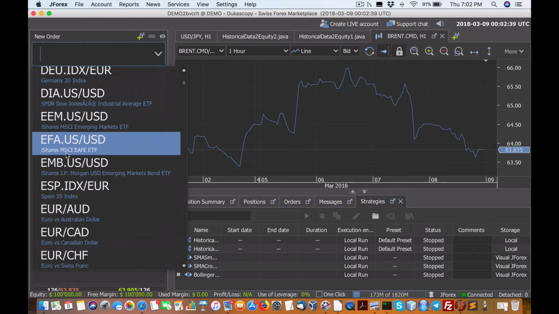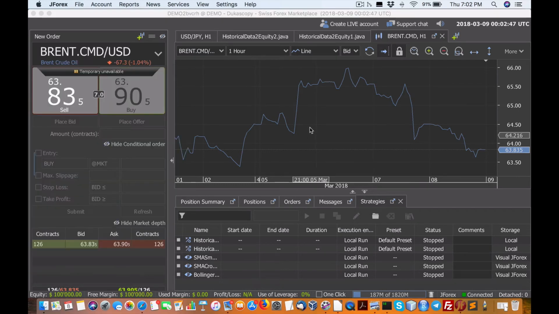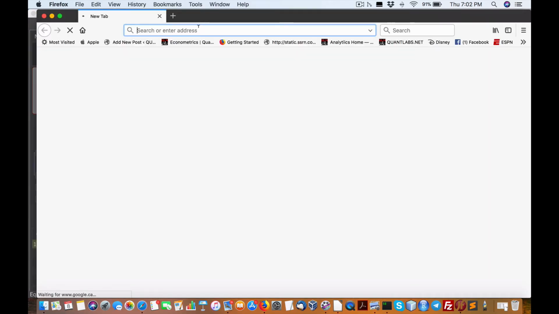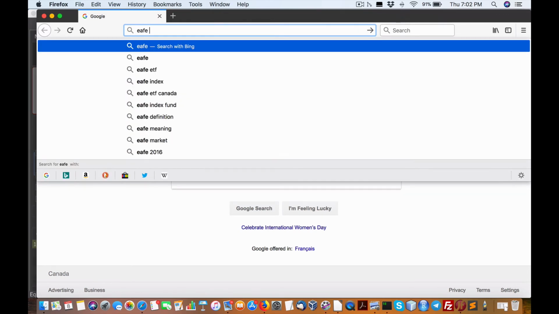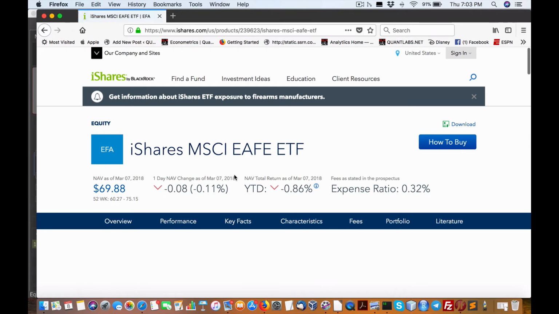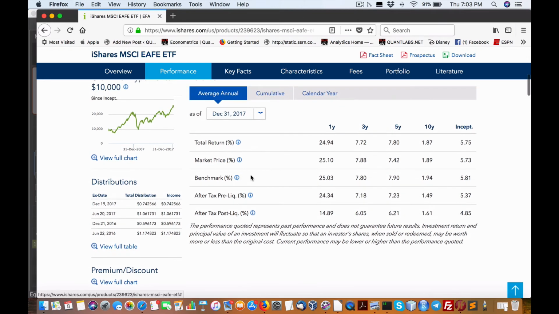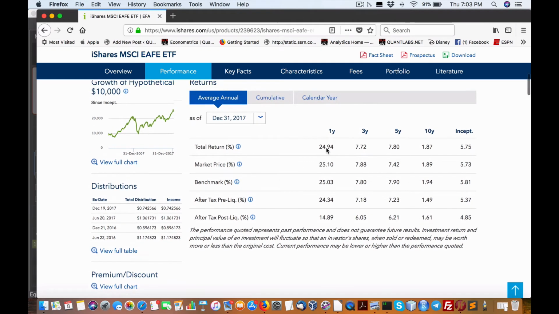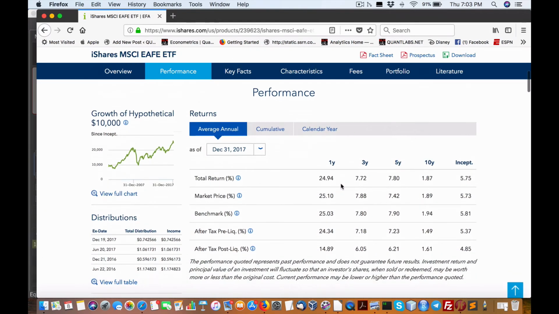EFA. You could go on, so that's the iShares MSCI EAFE. What is that? EAFE. Strange. EAFE ETF. So that is iShares EAFE, large mid cap. It's not a bad set of returns, 24% for 1 year. That's pretty good.